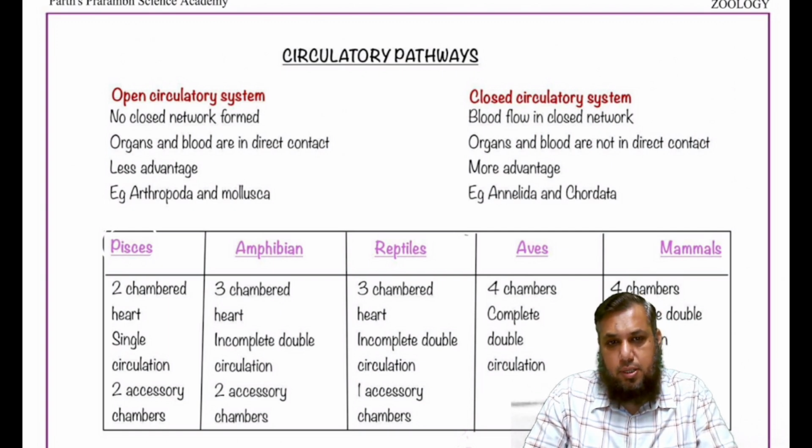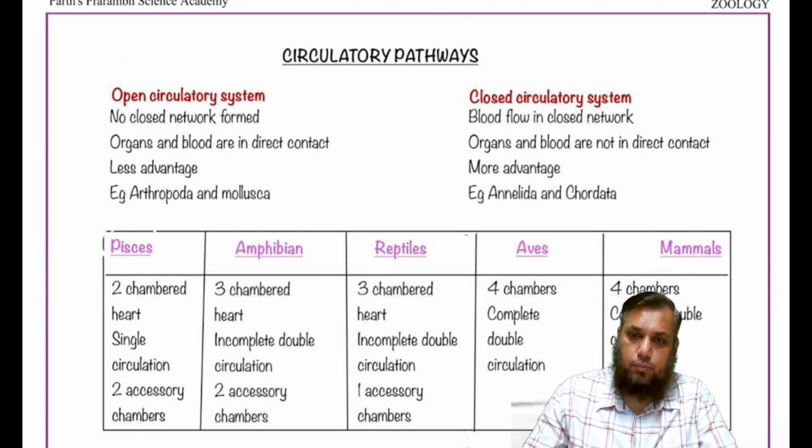In the case of amphibians, as we have studied in frogs, it's a three-chambered heart. It's with an incomplete double circulation with two atria and one ventricle. Reptiles also have a three-chambered heart with an incomplete double circulation. And in the case of crocodiles, it's four-chambered. Aves and Mammalia have a four-chambered heart with perfect double circulation.